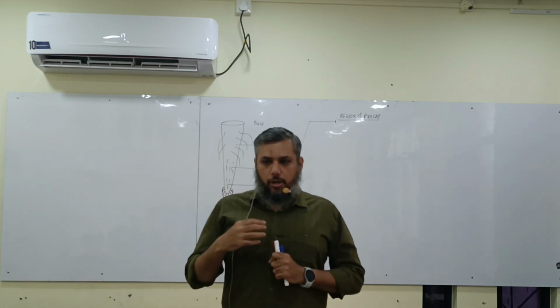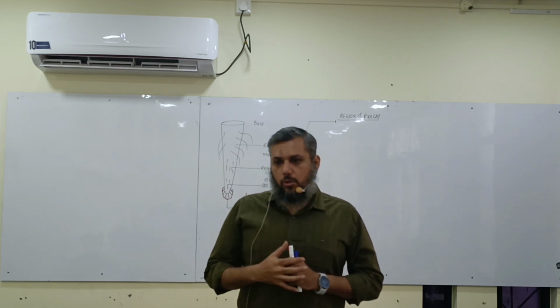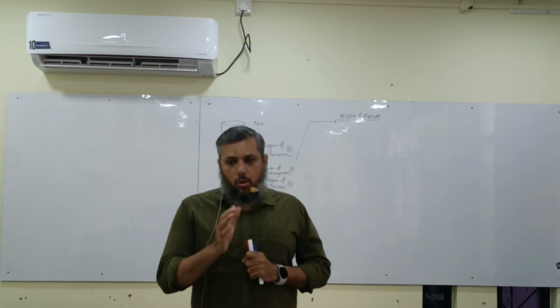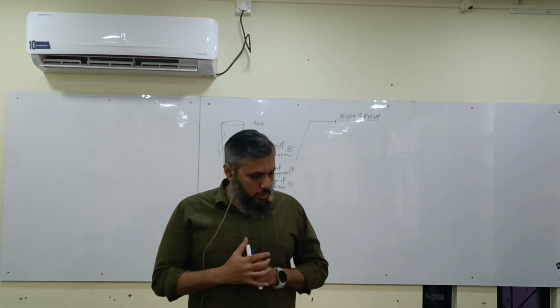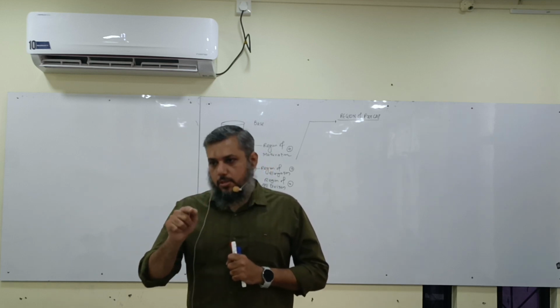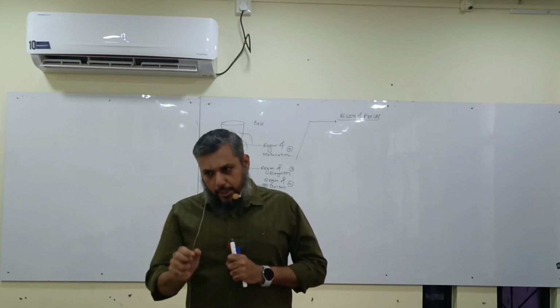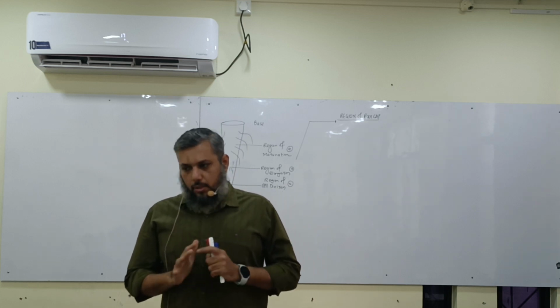Just like our body has hormones, even the plant body has hormones. One of the hormones in the plant body is called auxin. Have you heard of auxin? Yes. Okay. That hormone helps the root cap to know where gravity is. I hope you got my point.